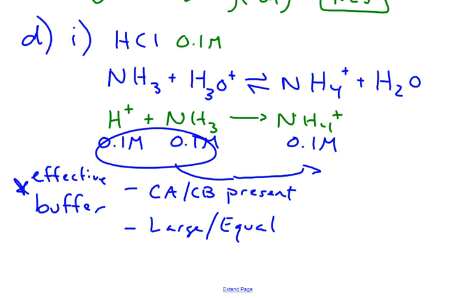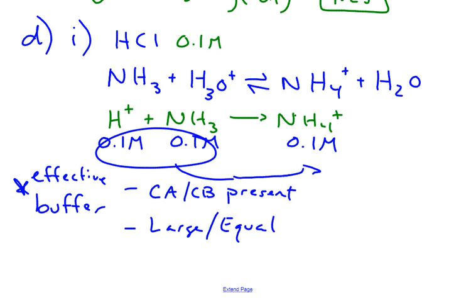You need conjugate partners present. It's not a good way to write this. There's no real easy way; I can write A, C, B, or B, C, A. I need one or the other, right? I need a conjugate pair. And then they should be large and equal. The larger they are, and the more equal they are, what they do is resist pH change.